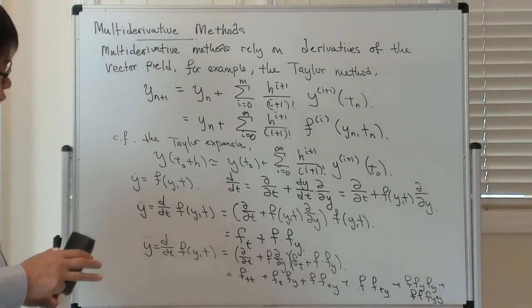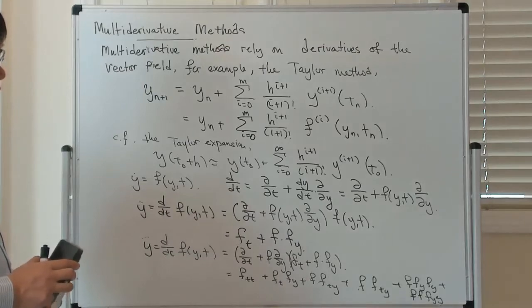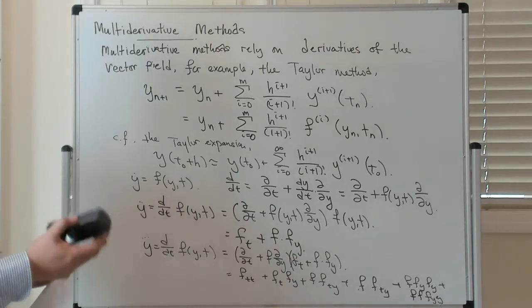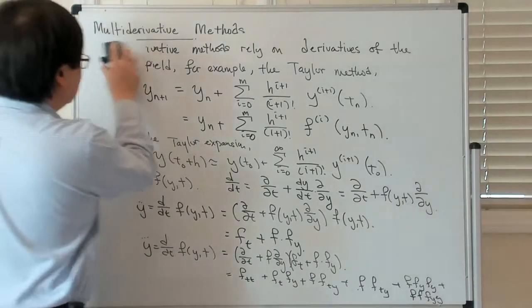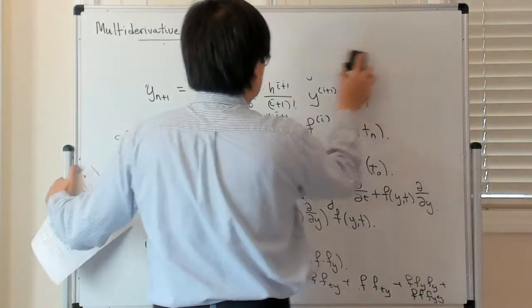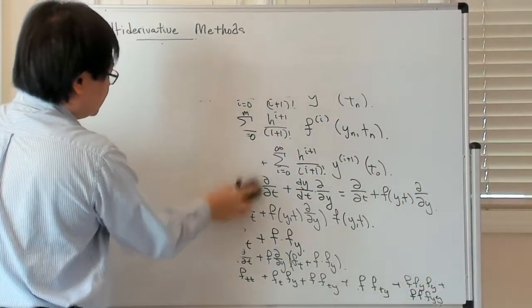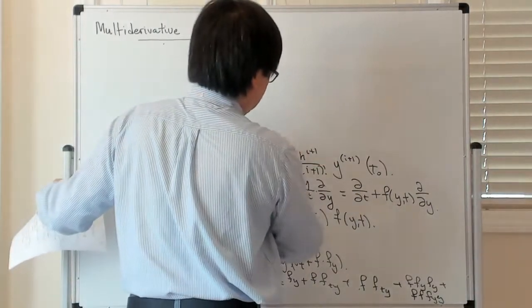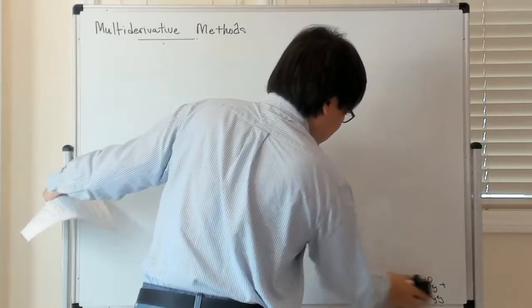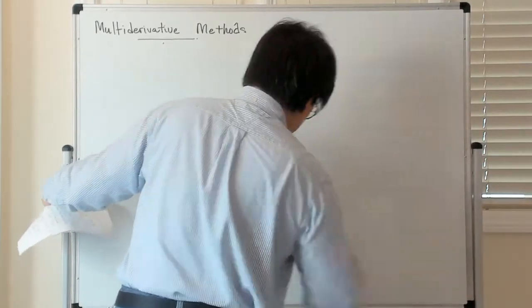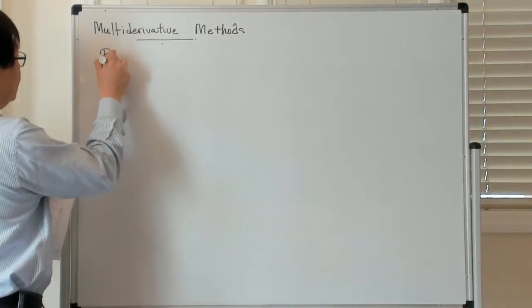So let me then briefly say also some other approaches one might have in constructing multiderivative methods besides just the Taylor method, and in particular, how multiderivatives might show up in the systematic construction of other types of one-step methods. All right. So let me remark the following.